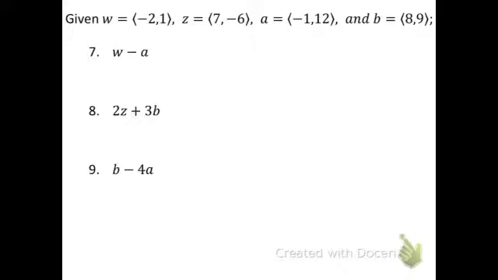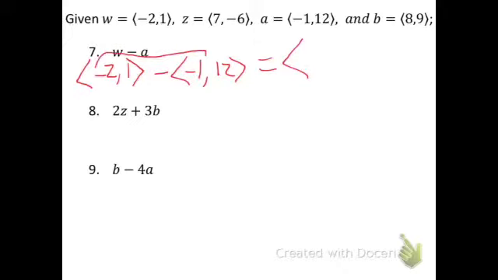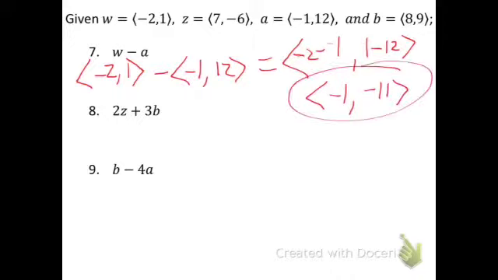Moving on to the next section, we have 4 new vectors, and so we're doing all sorts of different operations with them. We want to do w minus a. There's w and there's a. We need to do negative 2, 1 minus negative 1, 12. To do that, you subtract corresponding elements. So negative 2 minus negative 1. And then 1 minus 12. Negative 2 minus negative 1 is negative 1. And 1 minus 12 is negative 11. And that's your answer for that one.